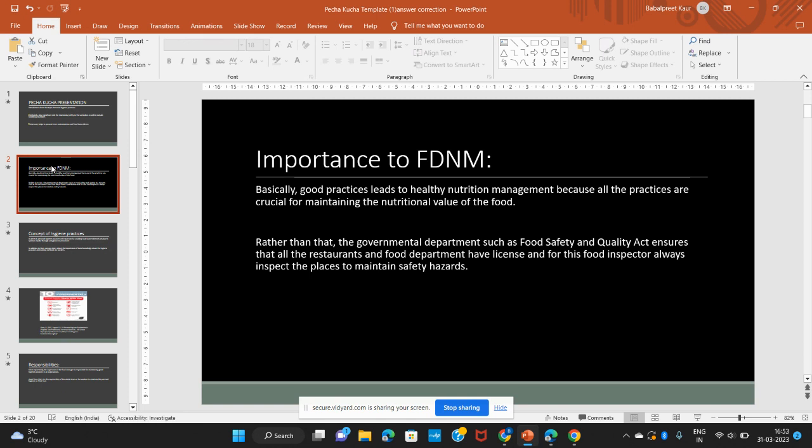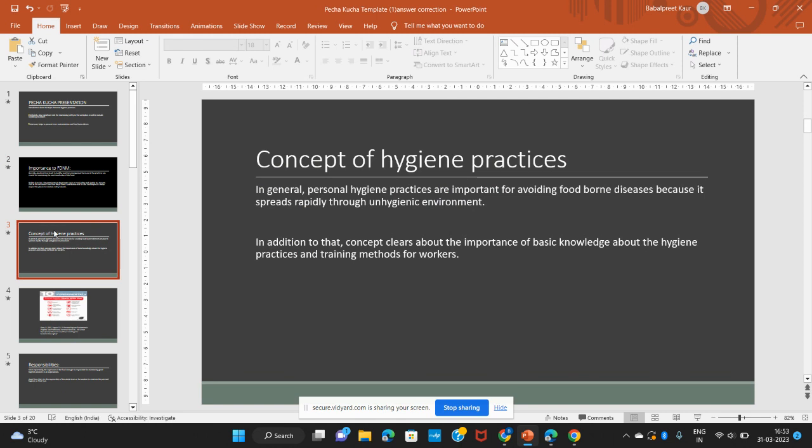Other than that, there are some government departments, such as the Food Safety and Quality Act, that ensure that all the restaurants and departments have the license as well as the food inspector for maintaining the safety hazards in the workplace. The next is the concept of hygienic practices.